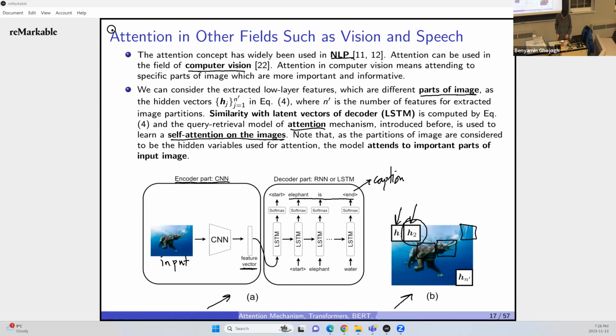By the way, also for this specific application, the model learns to attend to some important parts of the image rather than non-important parts for describing the caption. For example, for generating the caption, of course, the patches containing the elephant are more important than the patch here in the bottom left corner. Right? For example, this patch is also important because it explains the water.